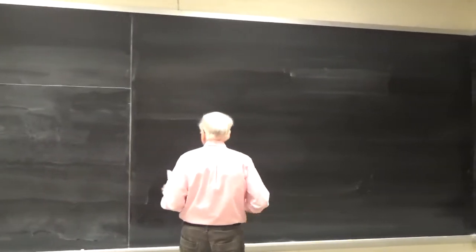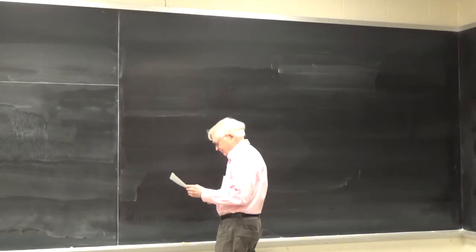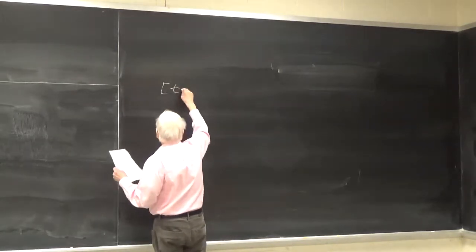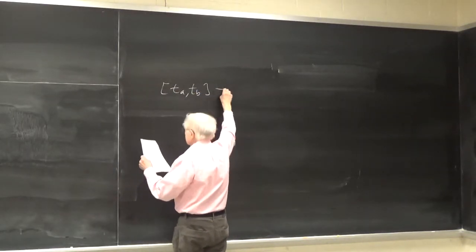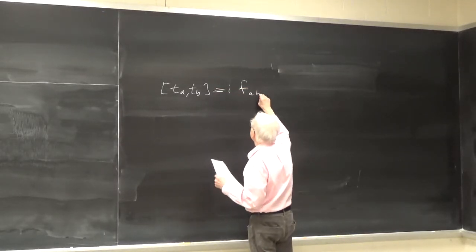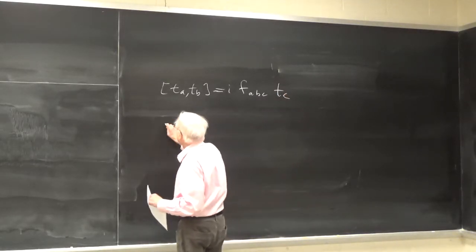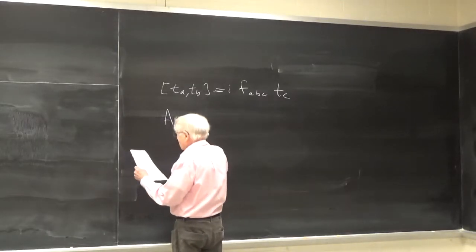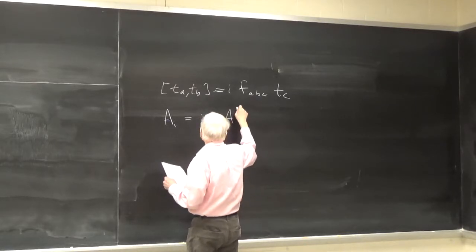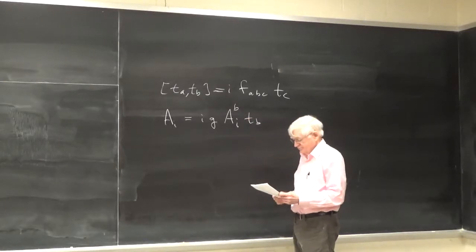So let me go through some of this pure gauge theory again, with a slightly different notation. As usual, we have these generators for a compact Lie group. The F's are the structure constants. And now I'm going to define the gauge field matrix as I, a coupling constant, the gauge field, and then the generators like that.